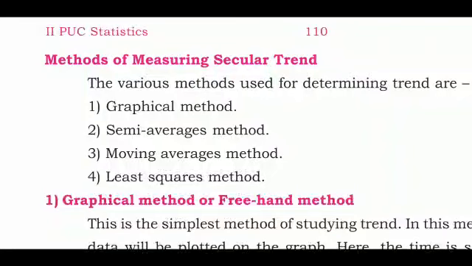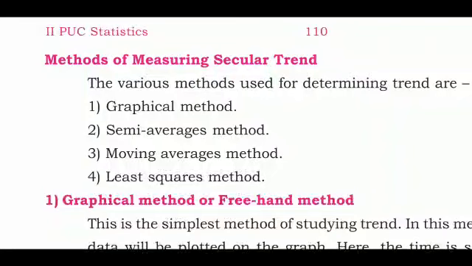In today's class, we will see which are the different methods of measuring secular trend. Now, what is secular trend? It is a component of time series. Before I begin with the various methods of measuring secular trend, I would like to briefly recall the four components of time series again. The first component of time series is secular trend.